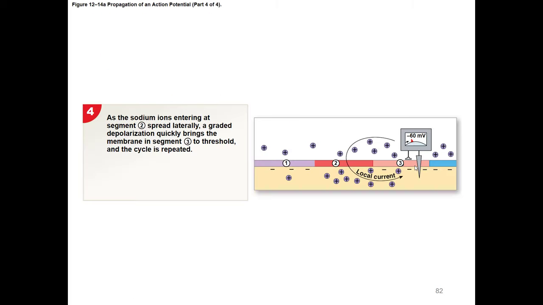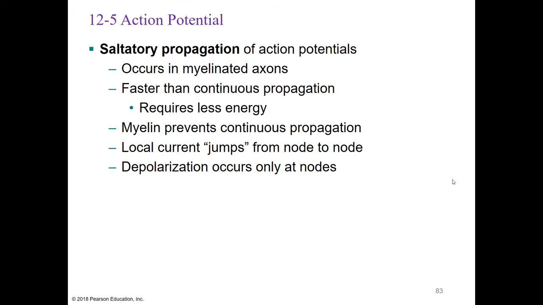So what we want to happen is at the end of this propagation, we want the synaptic terminals to release a neurotransmitter at the end of our action potential, which is where we're going. We're trying to carry this down to the end of the axon where we can release a neurotransmitter. So that was continuous propagation, which is what's going to happen in an unmyelinated neuron.